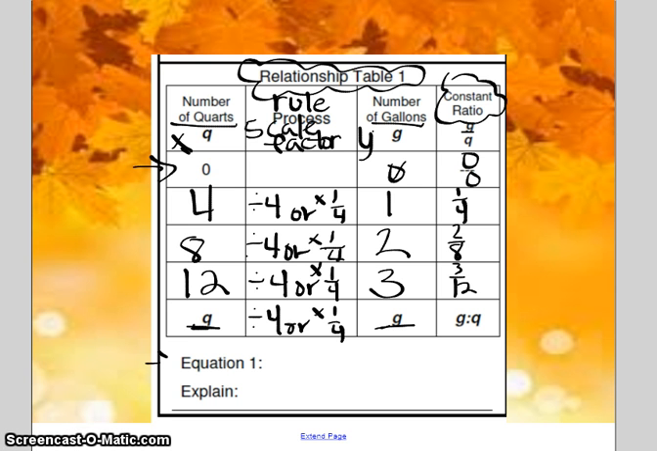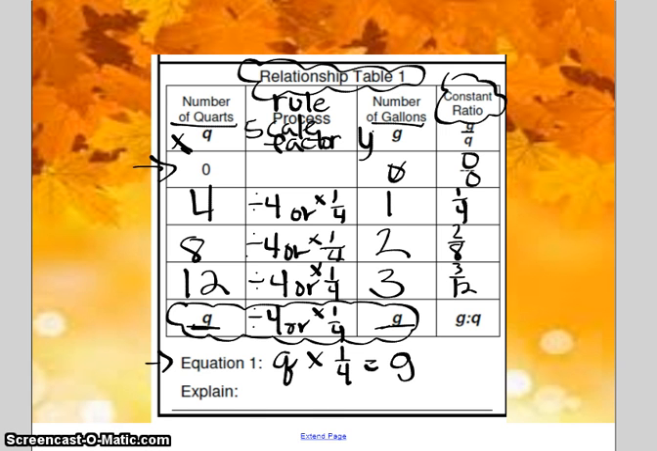My equation is basically this right here. But my equation can't be divide by 4 or multiply by 1/4. I have to pick one of them in order to make that one equation. So I'm going to have my Q. I'm going to put multiply by 1/4, and that's going to equal my gallons. Now under explain, I don't want explain, I want what's the scale factor. Well, my scale factor was multiplying by 1/4.